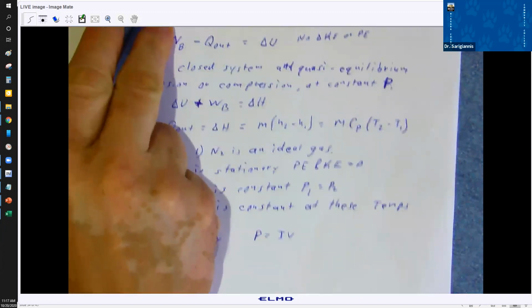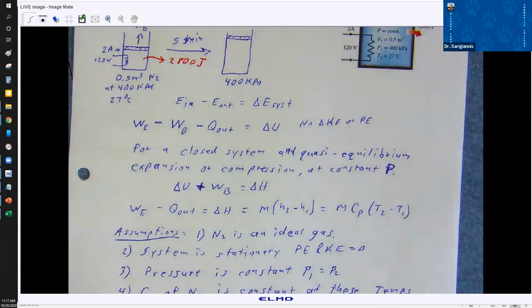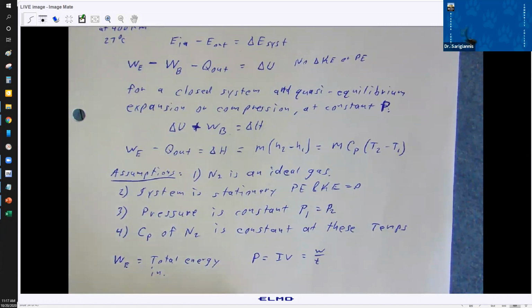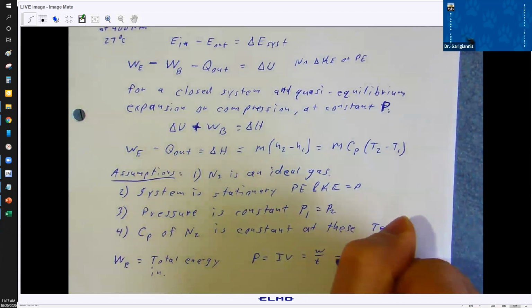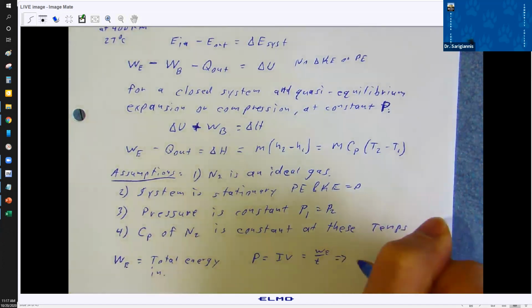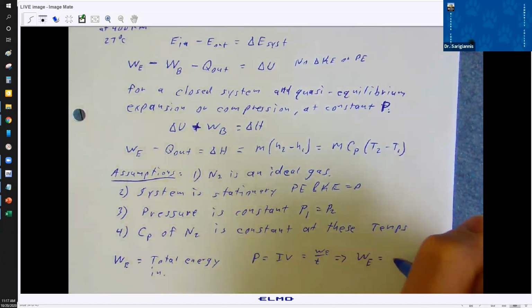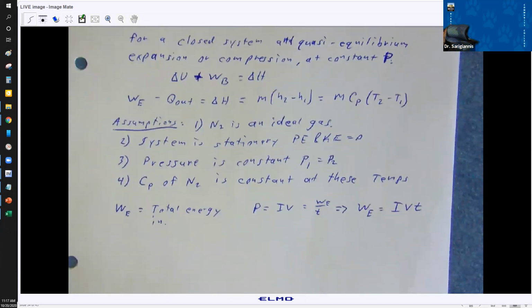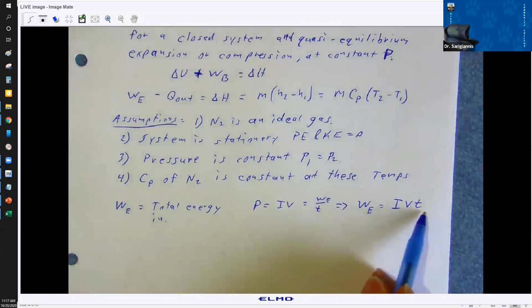And we're given the time that this is run for, 5 minutes. So we also know time. Power is also work over time, right? Let's first focus on the IV part of this term. I'm just going to rearrange this all, and I should have labeled this W_E. W_E equals IVT. So current times voltage times time.